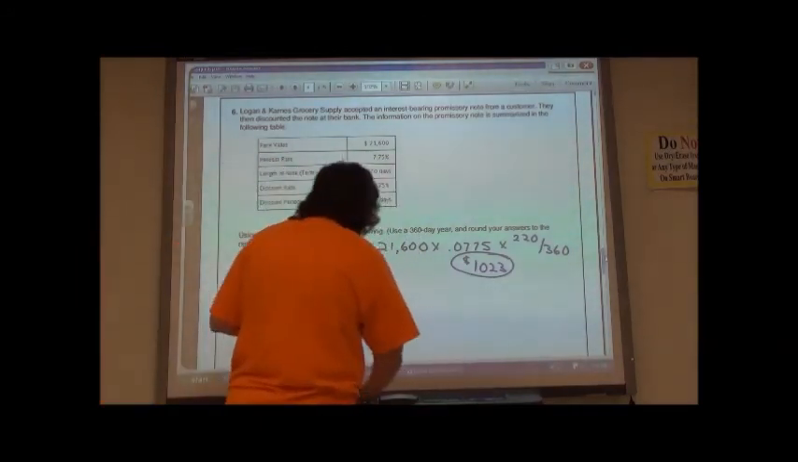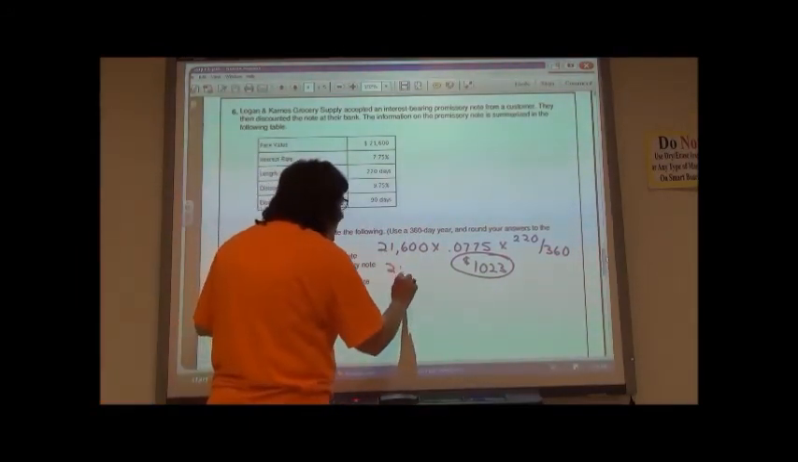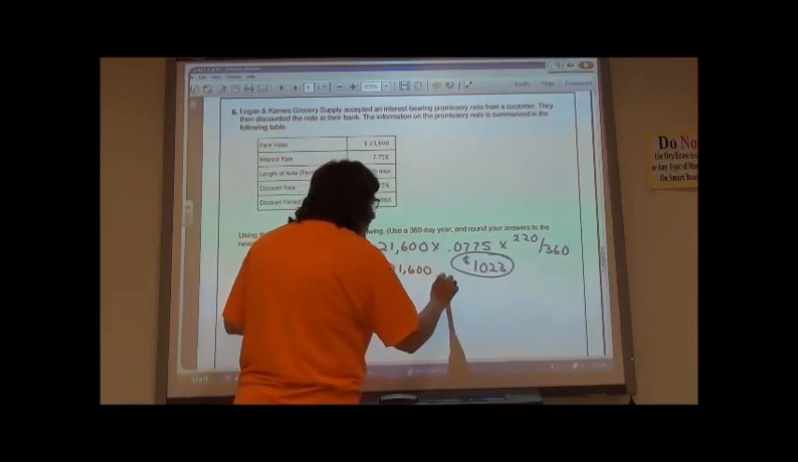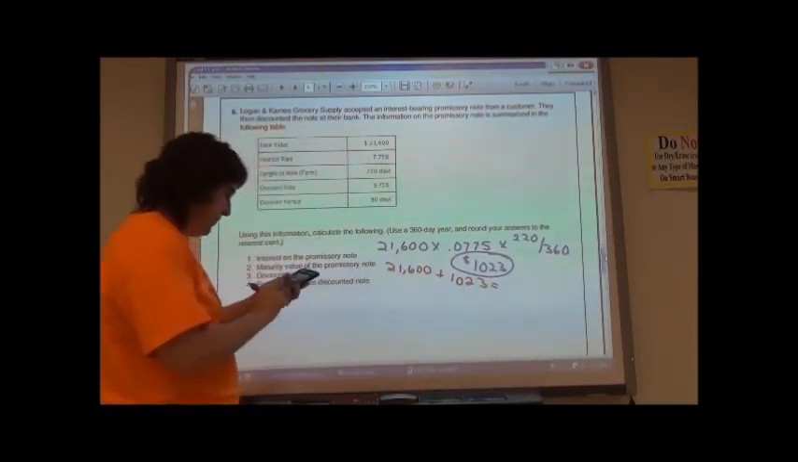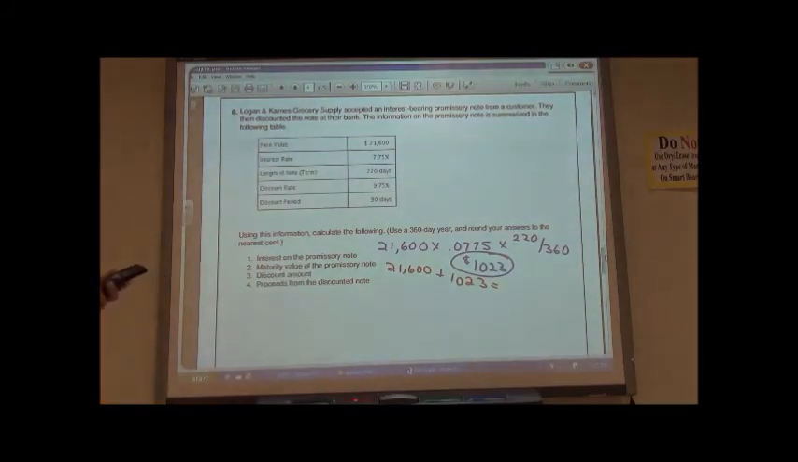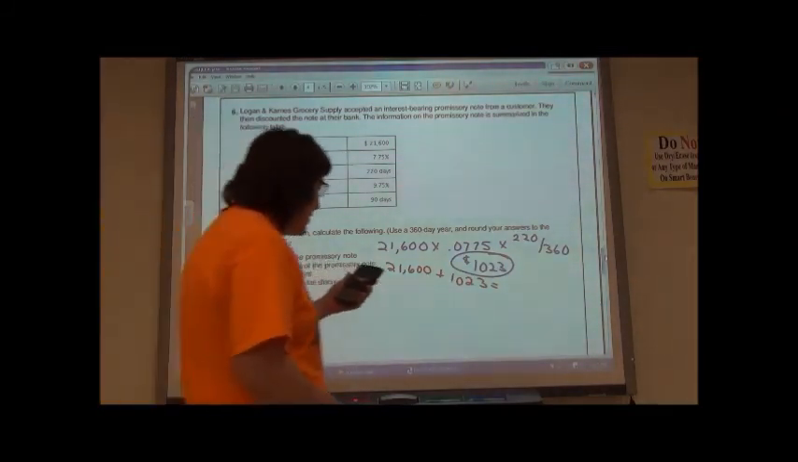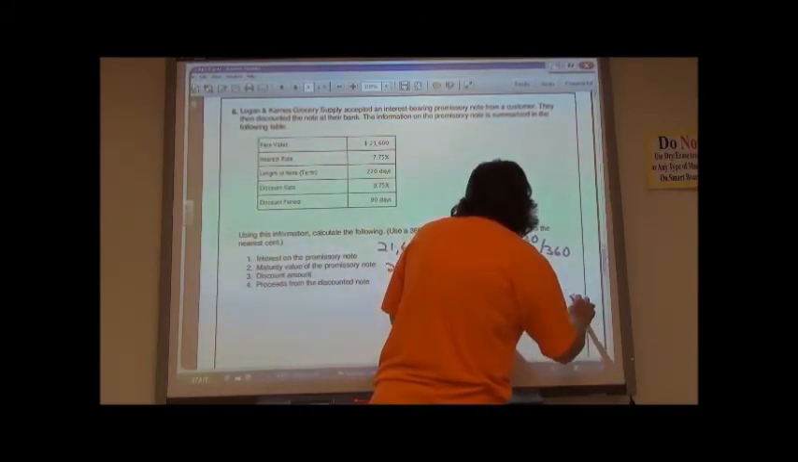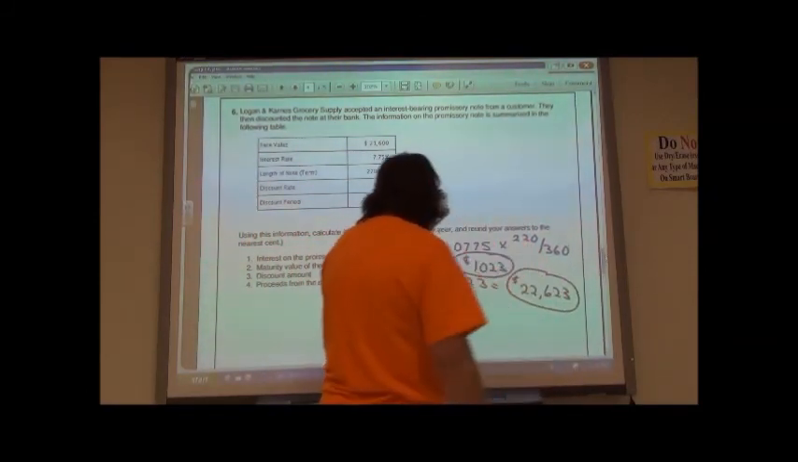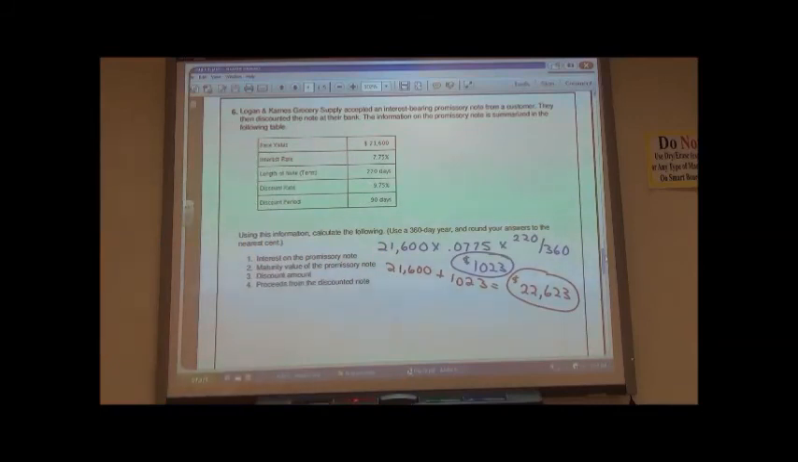The maturity value then, I'm going to take my $21,600 plus my interest of $1,023. And so $22,623 would be the maturity value of that promissory note.